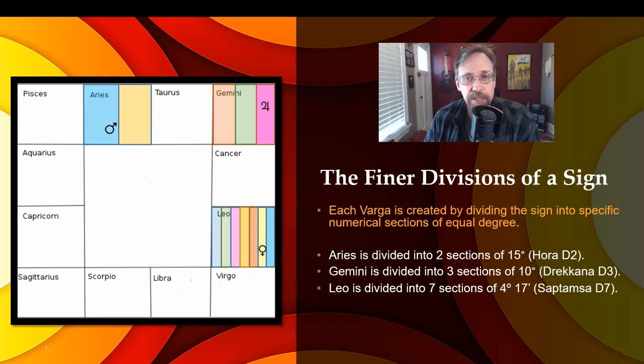Gemini is being divided into three sections of 10 degrees space each, creating a drekana, or third divisional chart, which gives deeper insights into third house themes of siblings. And Leo is being divided into 7 sections of 4 degrees and 17 minutes of space, creating a Saptamsa, or 7th divisional chart, which is going to give deeper insights into 7th house themes of relationships.